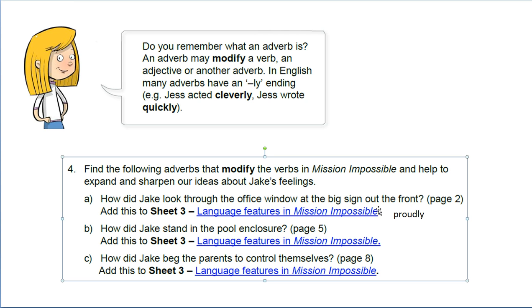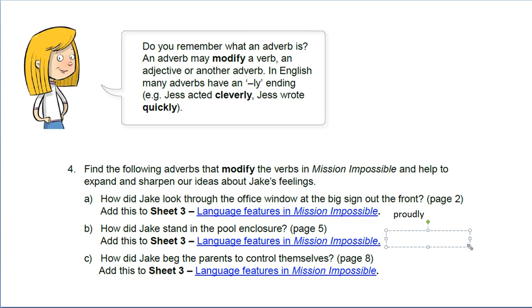How did Jake stand in the pool enclosure? Going to page 5. Once you've had a look for it, it'll tell you Jake stood helplessly. There was nothing he could do. Add that to sheet 3.